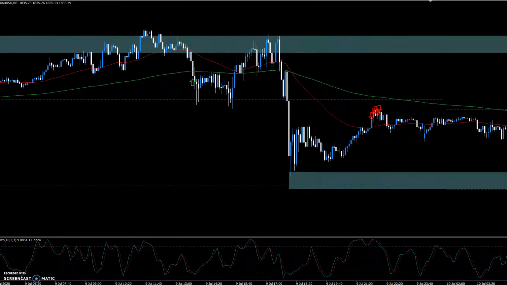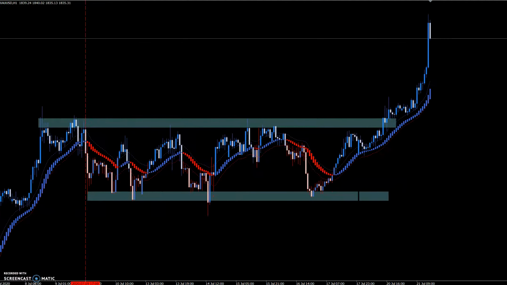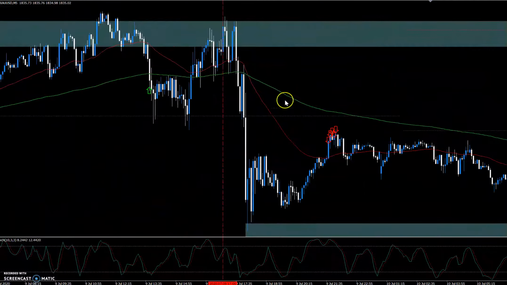We then enter a downtrend on the 1 hour chart, as you can see here. I'm just going to mark that so we can see it on the 5 minute time frame. As you can see here, this is where we pass into a downtrend, so we'd then be looking for sell positions.